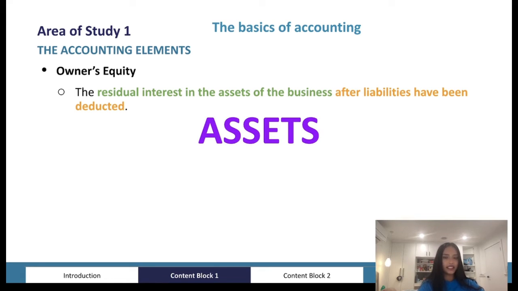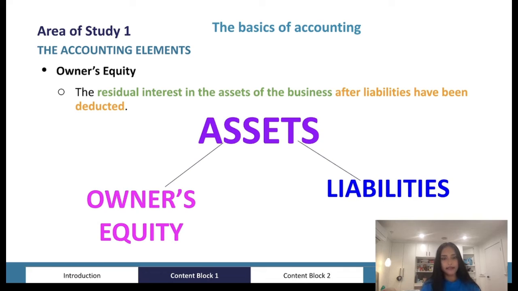So basically, this is kind of a visual for you guys. The business has a certain amount of assets, and then out of those assets, we subtract liabilities, and then whatever is left out of the assets goes to the owner. It's owed to the owner, so it's owner's equity.